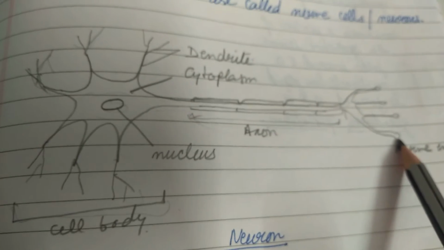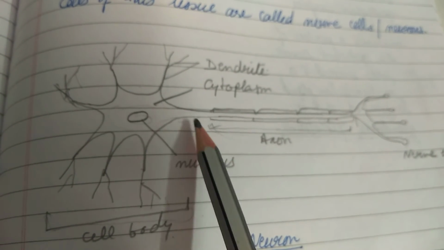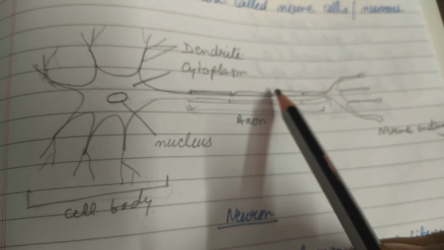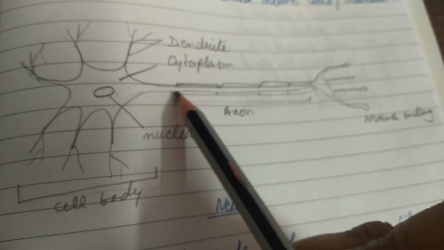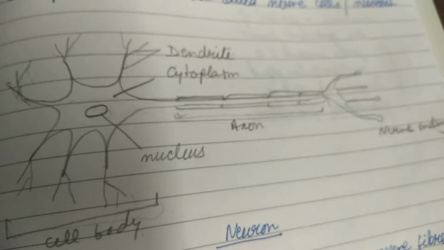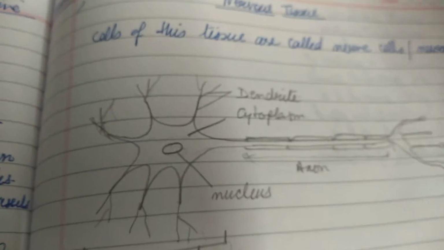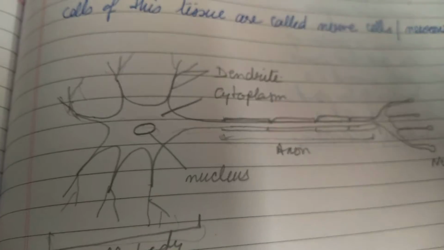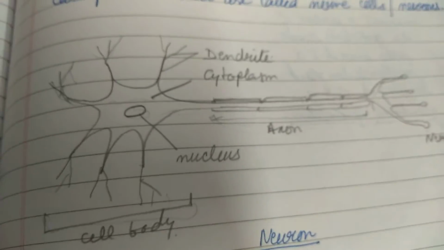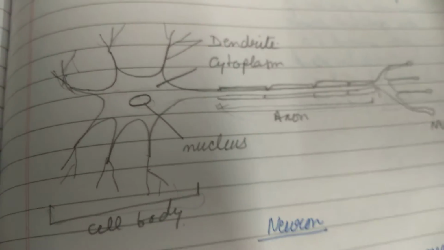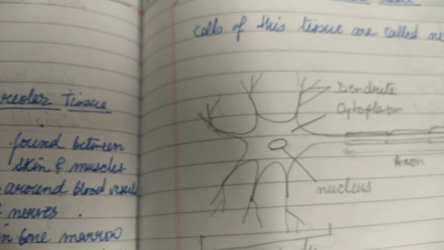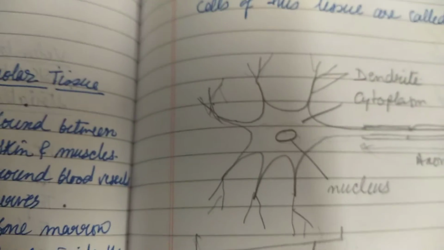Right? This axon, see, there is a covering on this. In some types of cells this covering is there, in some types of cells it is absent. We'll do more detail in your higher classes, but as for your standard, this is the structure of a neuron or nerve cell. A number of these neurons combine to form nervous tissue, or nerve fiber we can say.